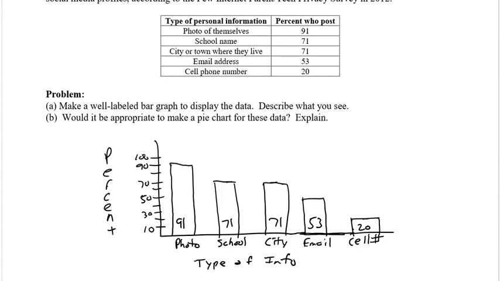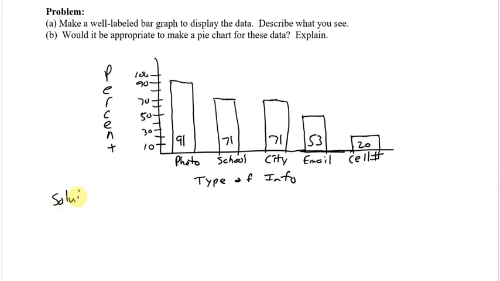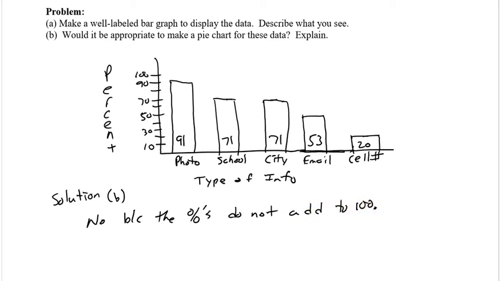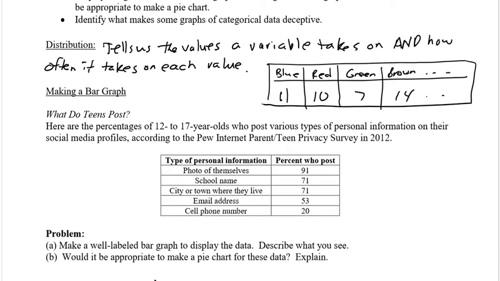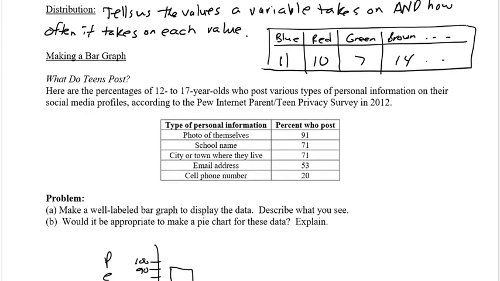Okay. Now the second question, would it be appropriate to make a pie chart for these data? And so the solution to B is no, because the percents do not add to 100. And remember, if you're going to make a circle chart, which I wouldn't do unless I had Excel, each person can only fit into one category. Now, if we wanted to make a pie chart of our blue, red, green, brown, we could do that because each M&M is only going to fit into one category, and we can calculate percentages that would add to 100. But they do not do that here.